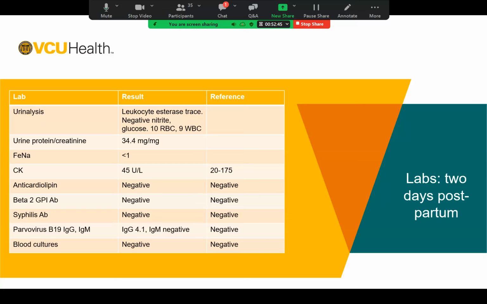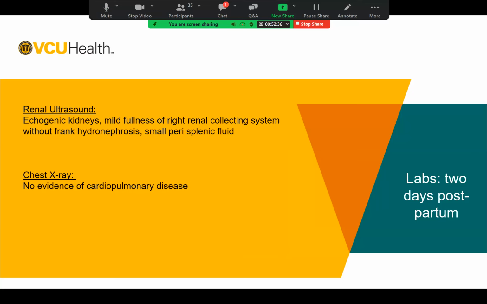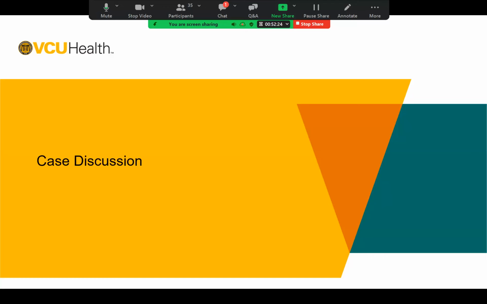anticardiolipin, beta-2 GPI, and syphilis antibodies. Her parvo B19 antibody IgG was positive, but negative IgM, and her blood cultures were negative. Her renal ultrasound was remarkable for echogenic kidneys with mild fullness in the right renal collecting system without frank hydronephrosis, small perisplenic fluid, and no evidence of cardiopulmonary disease on her chest X-ray.